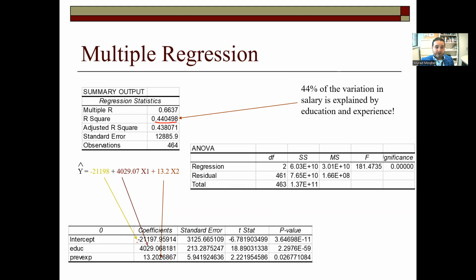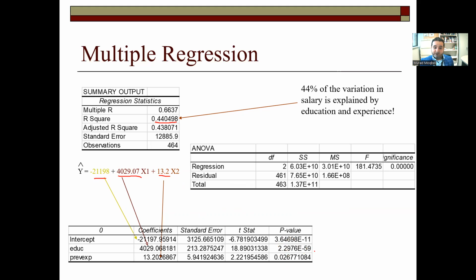So this is the y-intercept. That's what we put here, the A, right? Remember? And then this is the beta coefficient for education. We put it here. It's a positive, and also the beta coefficient for previous experience. And then we look at the p-value, right? So the p-value here is very low for all of them.